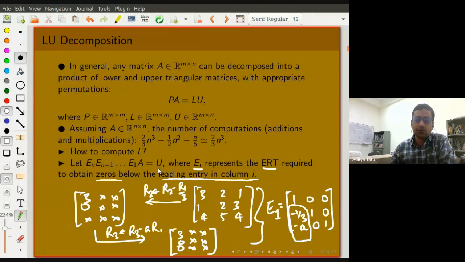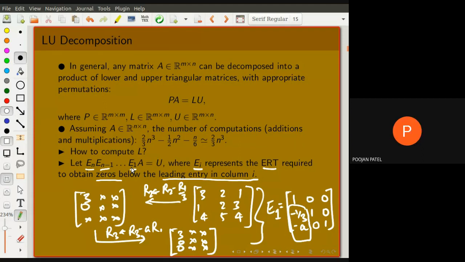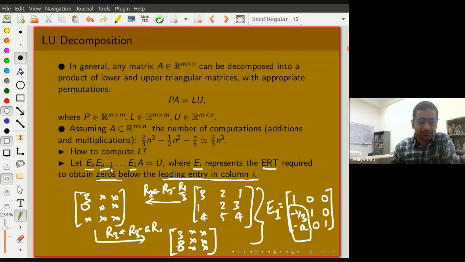Since in order to transform A into U, if A has n columns, and each Ei represents all the row transformations required to bring as many zeros as required in column i, we'll need n such elementary row transformation matrices to transform A into U, at max, of course. Sir, I think we don't need En. Oh, sorry, yes, that's right. En minus 1, yes. Thank you.